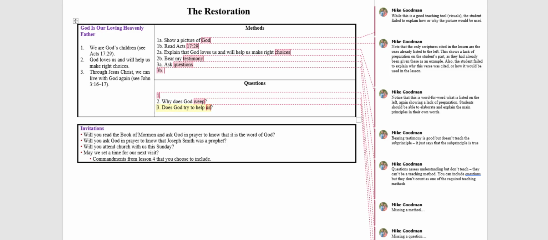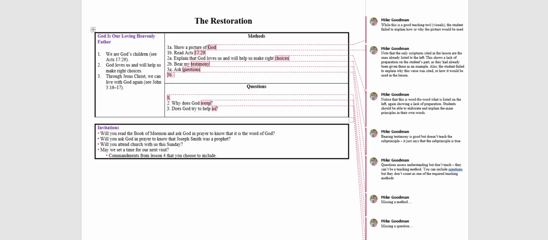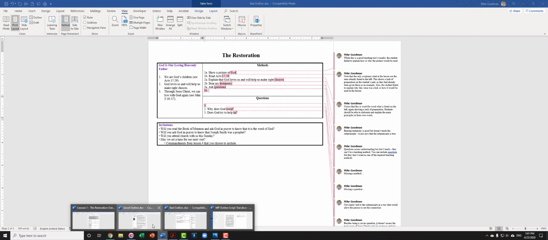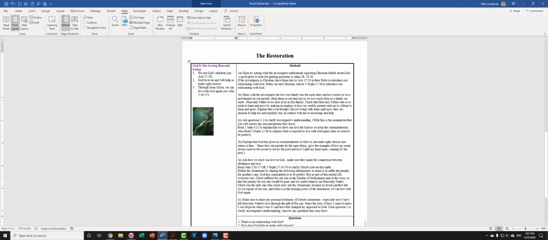So these are some examples of how not to teach. Let me bring up some positive examples here. First things first, take a look. This is the same main principle. God is our loving Heavenly Father.